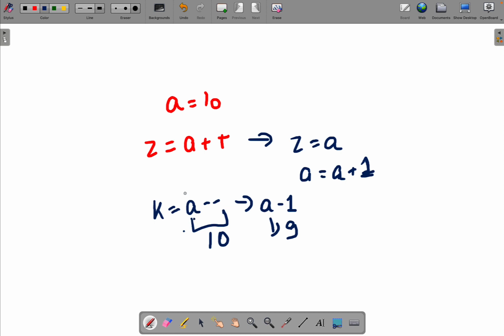So from your thinking perspective, you can also write it as k equals to a and a equals to a minus 1. So here what we are saying is, okay, first k will be equal to a because it's a postfix operator, and then a equals to a minus 1. Let's go ahead and try this concept in Visual Studio Code also.